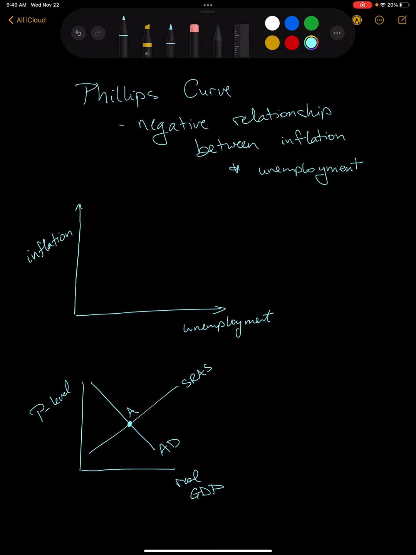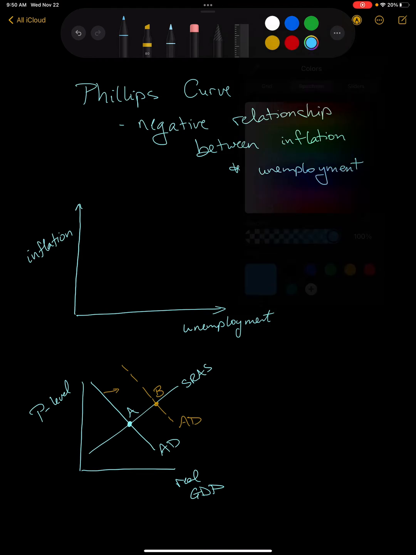Suppose aggregate demand were to increase. So aggregate demand shifts to the right. Here's my new aggregate demand, and my new equilibrium falls at point B. I probably should have taken one step back here for a second, but that's okay. We'll go back here, pick a color.